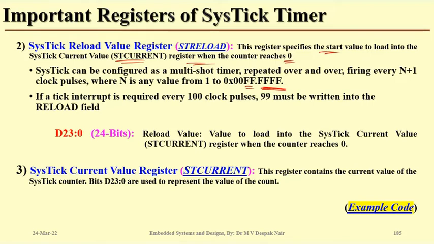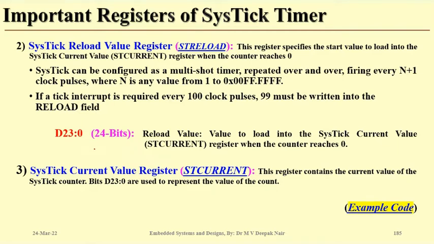The Systick timer can be configured as a multi-shot timer. That means it can repeat over and over, or auto reload itself when it reaches the final count, 0. Now, if you are required to generate an interrupt after every 100 clock pulses, remember you have to enter 99 because the count starts from 0. Clear? If you want 100 clocks, you must keep 99, because 0 is also counted.